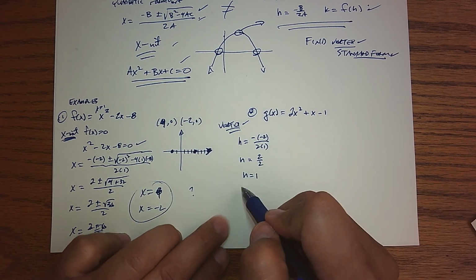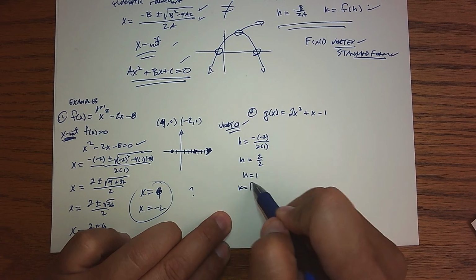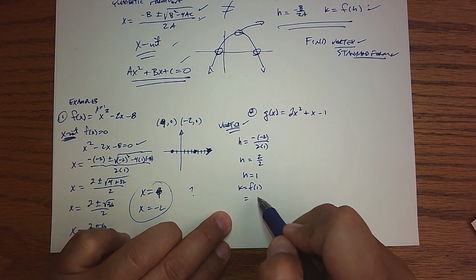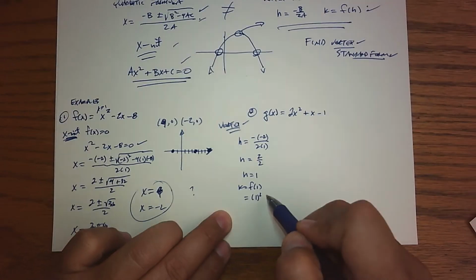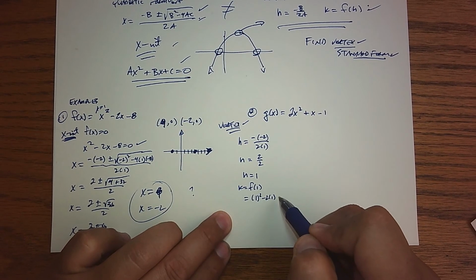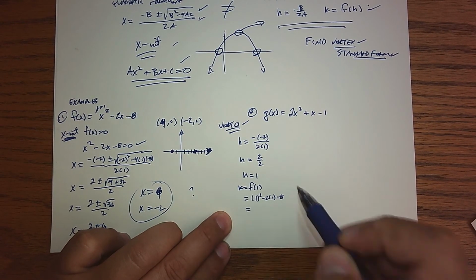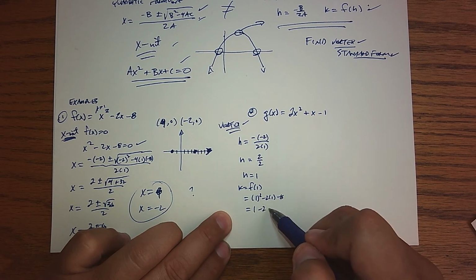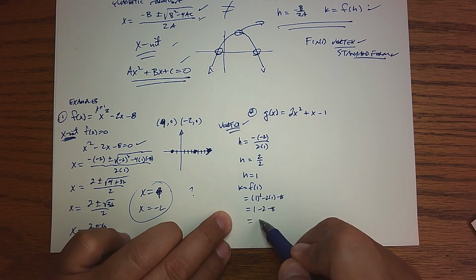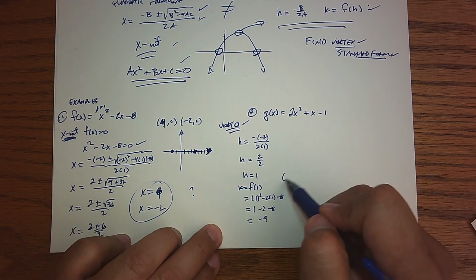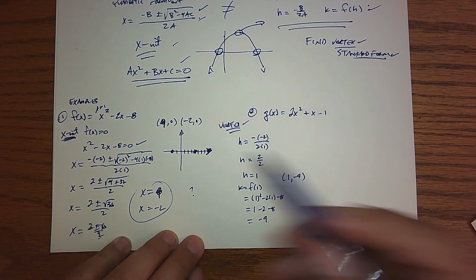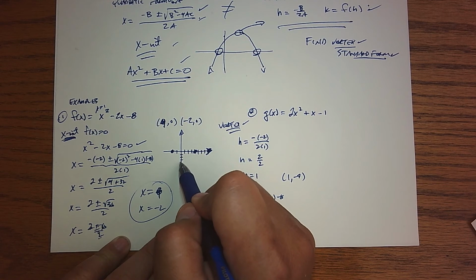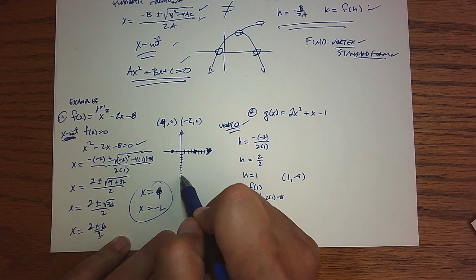So my h is 1. How to find my k? Well, I look at f of 1. In this case, we get 1 squared minus 2 times 1 minus 8. So this would be 1 minus 2 minus 8. I think we're going to get a minus 9. So my vertex is at 1, negative 9. So 1, 2, 3, 4, 5, 6, 7, 8, 9.